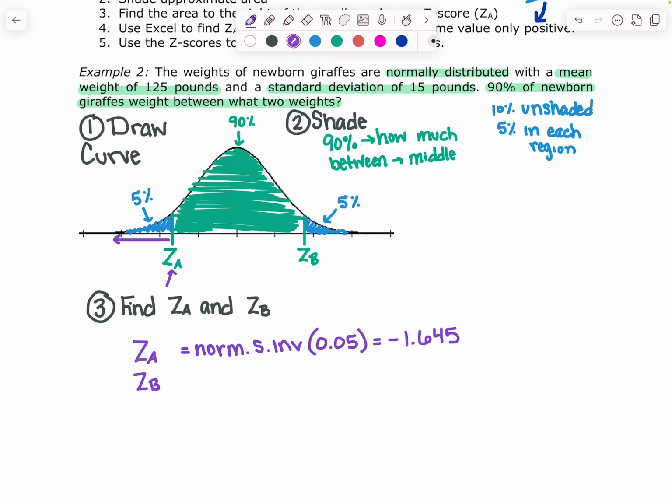And then ZB is positive 1.645. Again, because of symmetry, there's 5% below ZA and there's 5% above ZB. So the z-score for ZB is the same number but positive. And you can go in and check this. You could look at the full area below ZB and plug that into norm.s.inv and verify that you do in fact get 1.645.